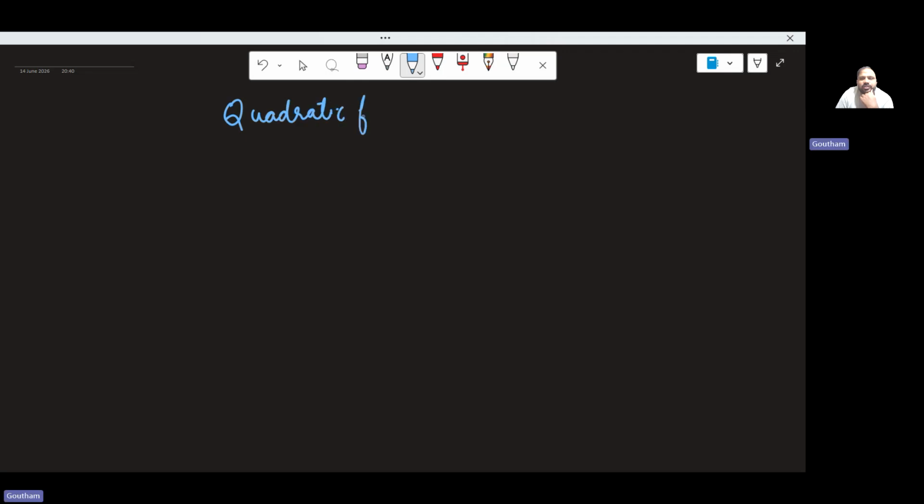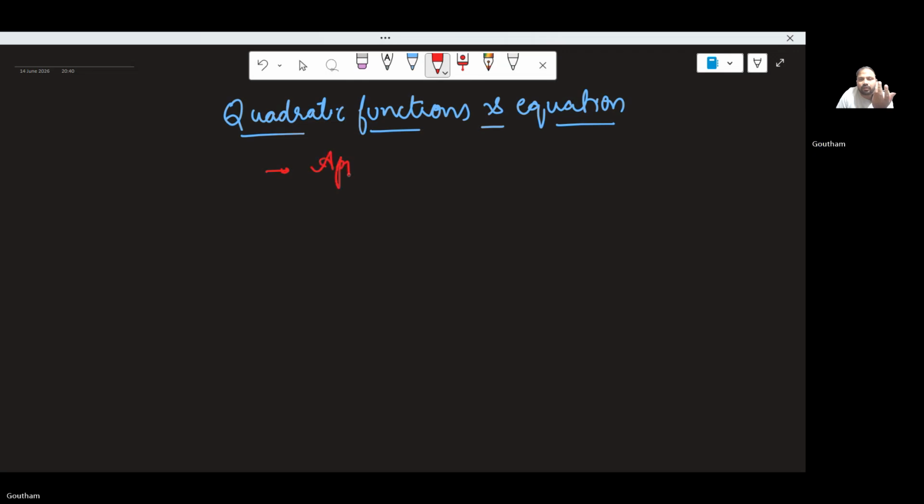Let's start with the chapter quadratic functions and equations. Where do we find the mention of this chapter? The usefulness of this chapter is basically in a chapter called application of derivatives, in a concept called increasing as well as decreasing functions. This is in class 12.